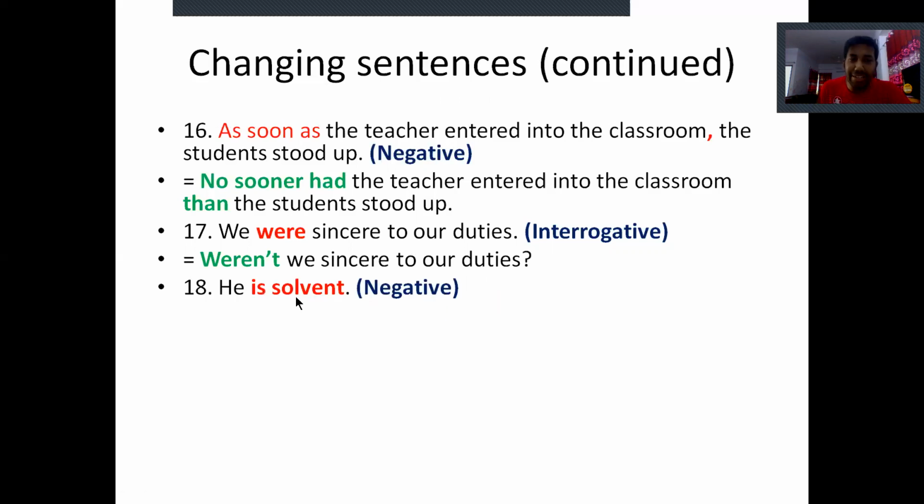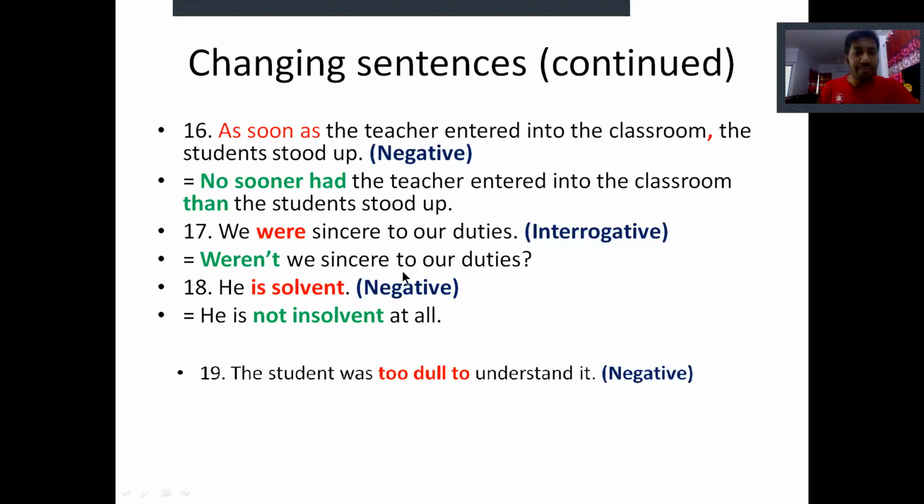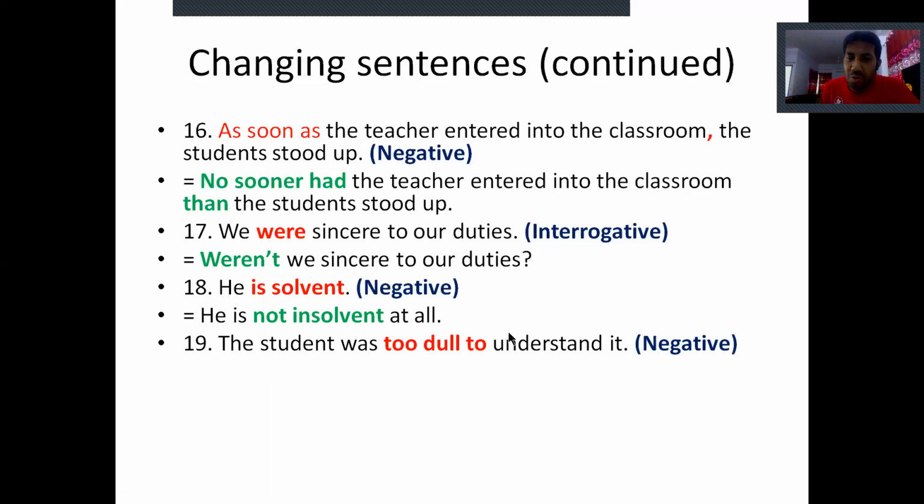Number 18: He's solvent. We have to make this sentence negative. To make this sentence negative, we need to find the opposite or antonym of solvent. So it will be insolvent. Then we use not just after the auxiliary verb. So, he is not insolvent at all. You can avoid using this "at all" here. It's not mandatory.